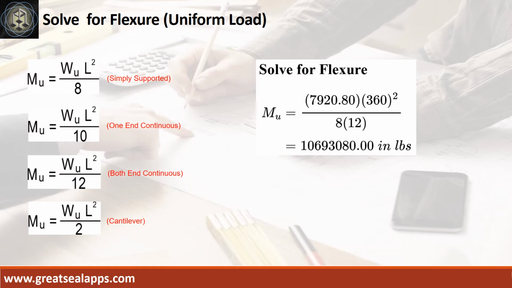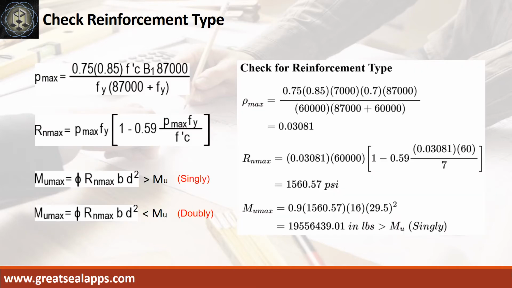Given factored load equals 7,920.8 pounds per foot and L equals 30 feet, the maximum moment is 10,693,080 inch-pounds. The rho max from the given design criteria is 0.03081. Then the maximum concrete beam design ratio Rn max equals 1,560.57 psi, followed by the maximum moment from the given section, Mu max, equals 19,556,439.01 inch-pounds, which is greater than the maximum design moment Mu.